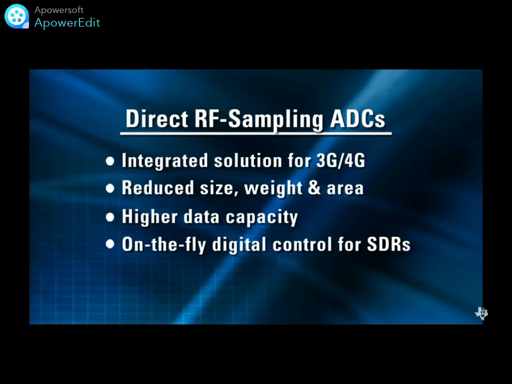Whether you're looking for a better integrated solution for 3G and 4G base stations, reduced size, weight, and area for military designs, much higher data capacity for microwave backhaul links, or the ability to do on-the-fly digital control of frequencies and bandwidths for software-defined radios, the recently released Direct RF Sampling ADC family and the entire 8, 10, and 12-bit gigasample ADC portfolio from TI provides an integrated solution that meets all of these challenges while reducing cost and design time.